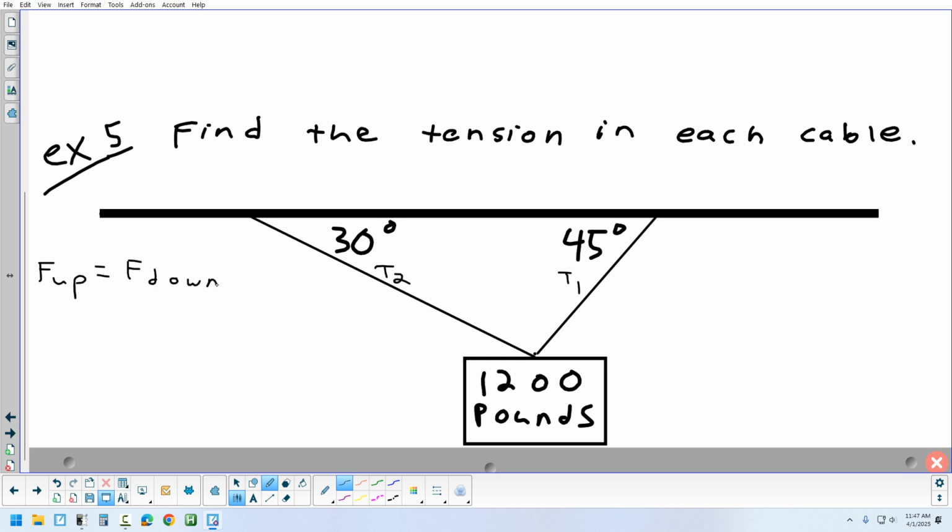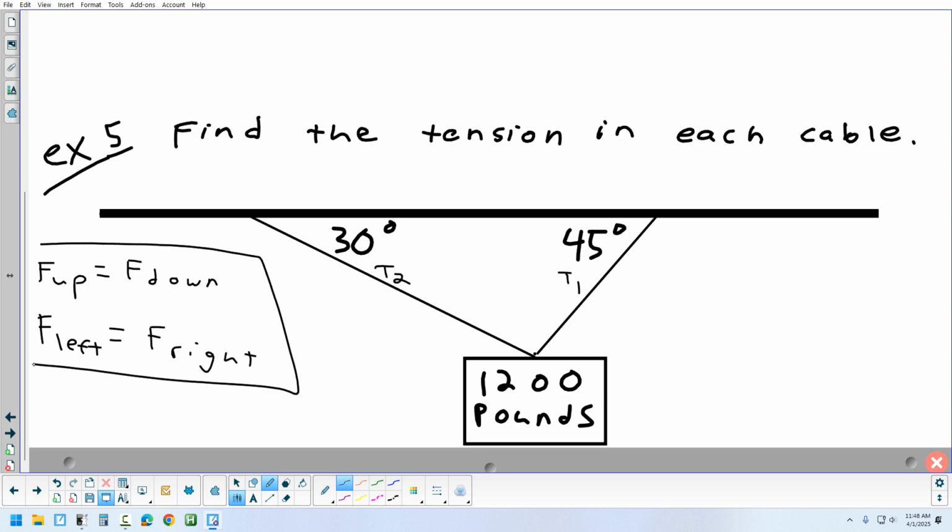Okay, this is going to be very conceptual. There's going to be no numbers in this yet. Force up equals force down. And what else is happening? If it's not moving, the force left equals the force right. That's the basis for the whole problem. What we have to do now is start translating that into our diagram.